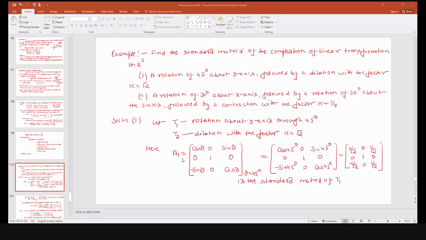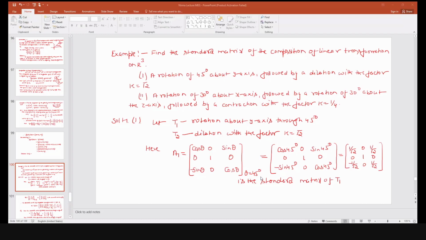Now what is the standard matrix for T1? That is A1, because it is the rotation about the y-axis. So in case of a rotation about the y-axis, what is the standard matrix? This is cos theta 0 sin theta, 0 1 0, minus sin theta 0 cos theta. You should remember this standard matrix of rotation transformations.